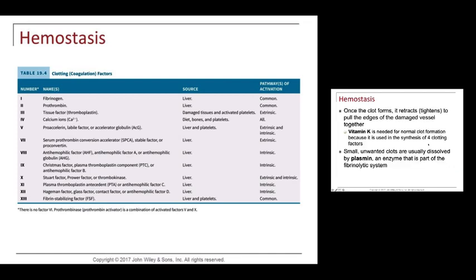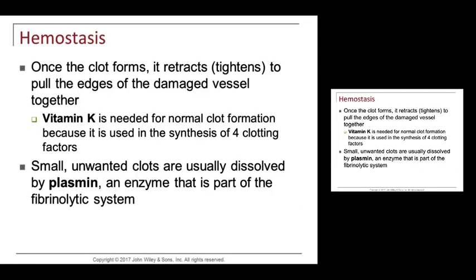Once the clot forms, it retracts or tightens to pull the edges of the damaged vessel together. And again, vitamin K is needed for normal clot to form because it's used in the synthesis of 4 clotting factors. And again, you don't have to memorize what the 4 clotting factors are. And then the small unwanted clots are usually dissolved by plasmin, which is an enzyme that's part of the fibrinolytic system, right? There's the word lysis, to break down. To break down what? Fibrin. What is fibrin? A clotting protein. So plasmin is involved.